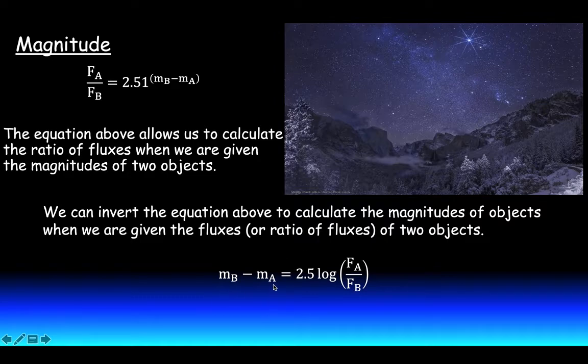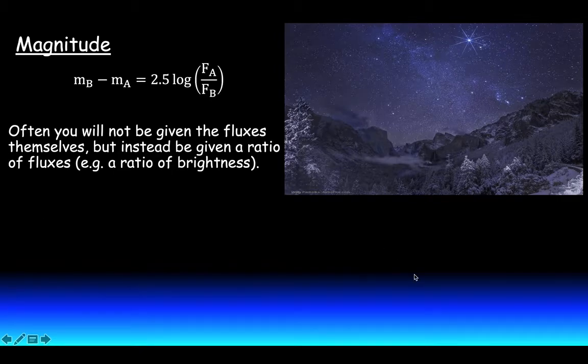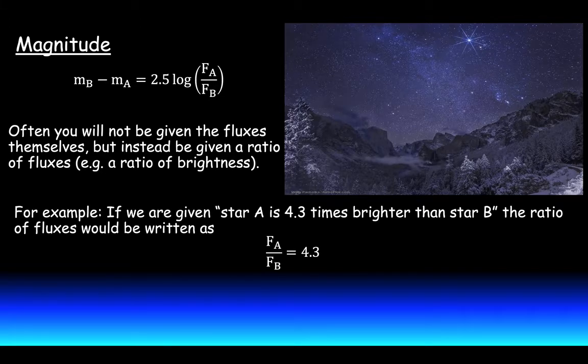I could say the difference in magnitudes of A and B is 2.5 times the log of FA divided by FB. Now, very often you will not be given the fluxes themselves. You won't say star A has a flux of 4 and star B has a flux of 3. You'll be given the ratio of the fluxes, or this star is this many times brighter than that star. For example, if you are given star A is 4.3 times brighter than star B, I would say, okay, FA over FB is going to be 4.3.